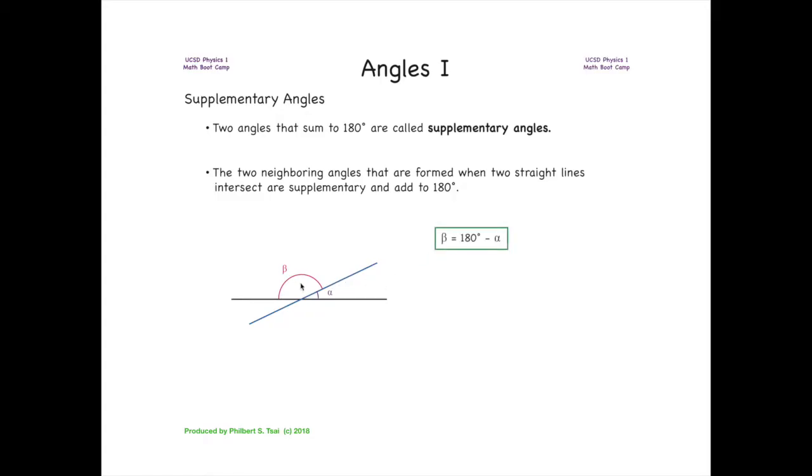This, of course, means that if you know the angle alpha, but don't know the angle beta, and you see this geometry, then you can calculate the angle beta by simply taking 180 minus the angle alpha. Again, as an example, if alpha is 25 degrees here, then the angle beta would be calculated as 180 minus 25 degrees, which gives you 155 degrees for angle beta.